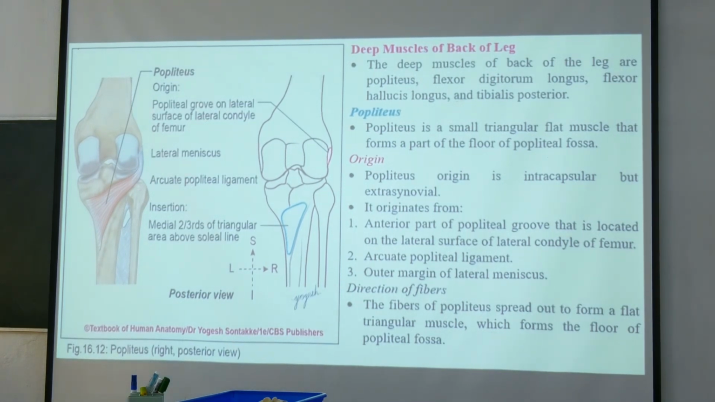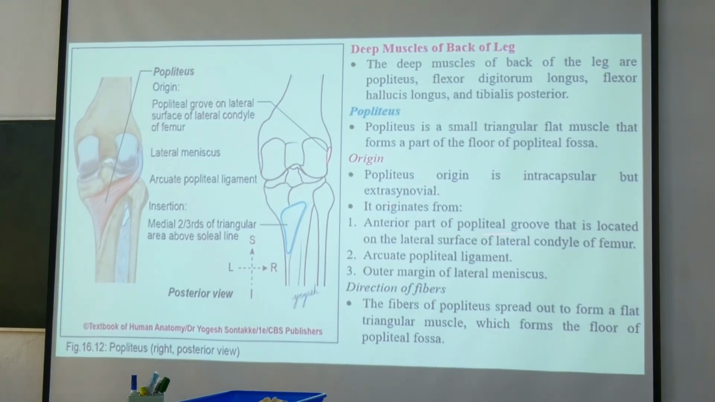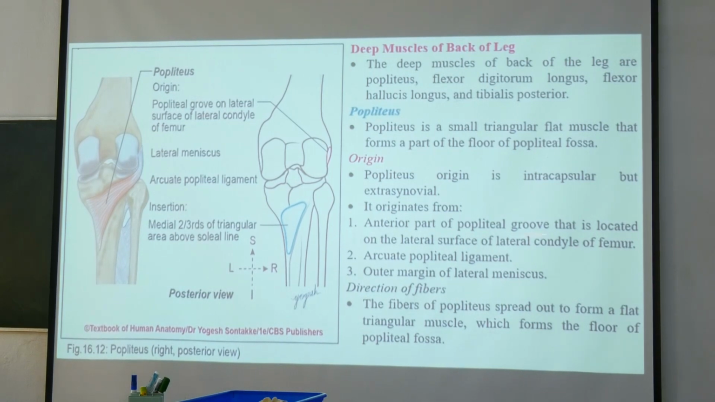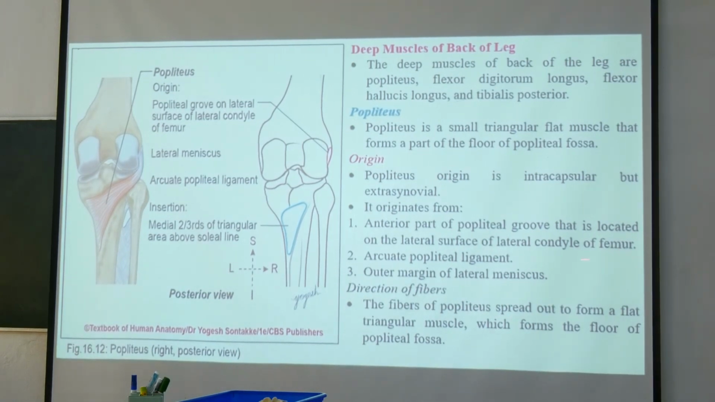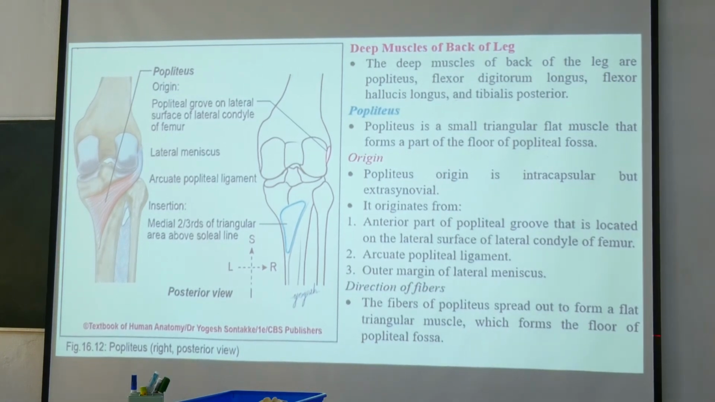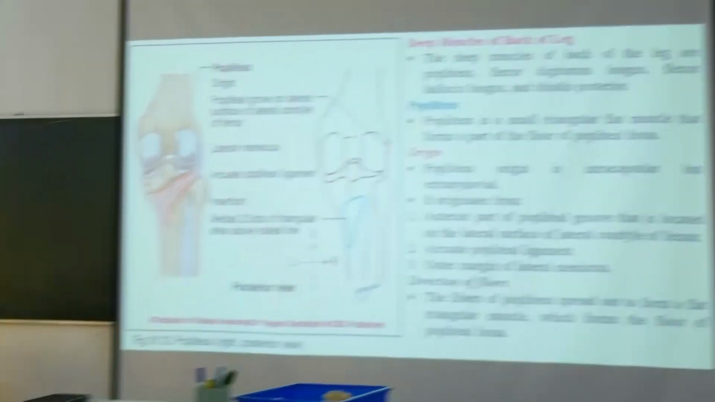Okay, deep muscle, one is popliteus, a small triangular muscle, here you can see. Origin is from the anterior part of the popliteal groove that is located on the lateral surface of the lateral condyle of the femur, arcuate popliteal ligament and outer margin of the lateral meniscus. Fibers of popliteus spread out to form a flat triangular muscle that forms the floor of the popliteal fossa.